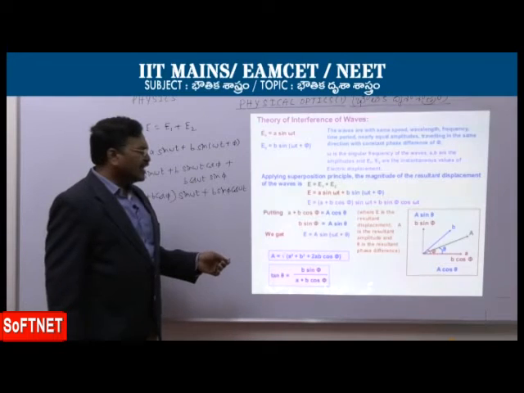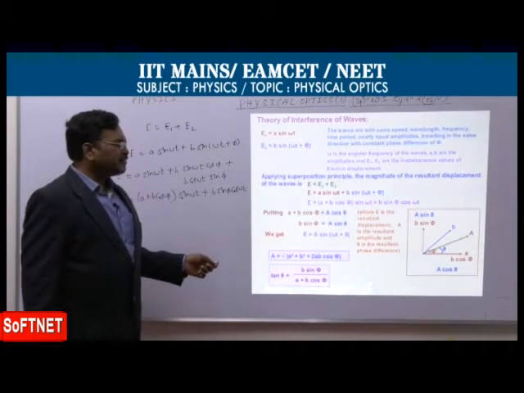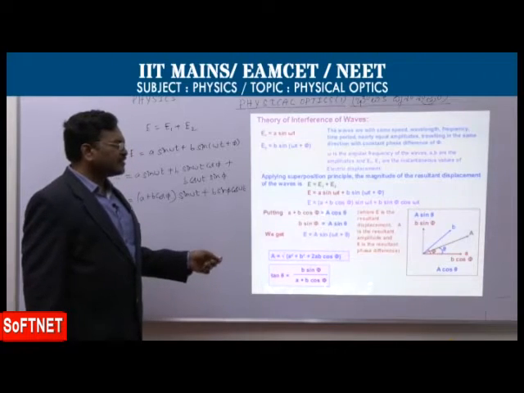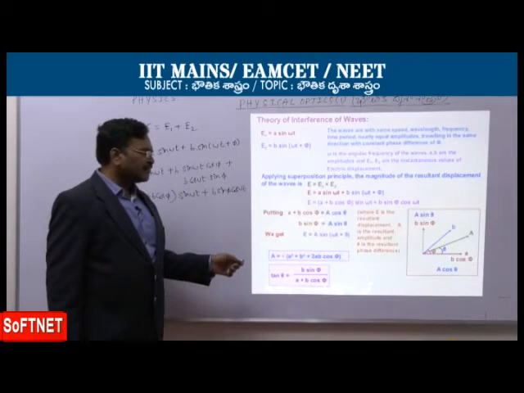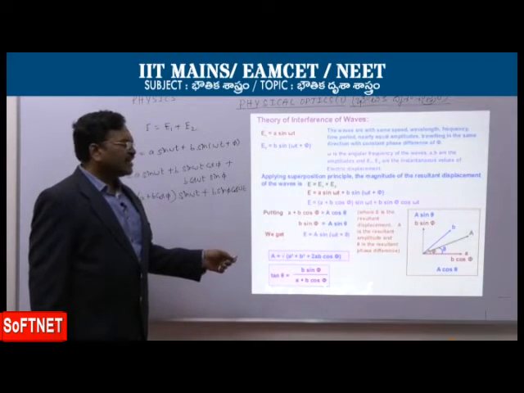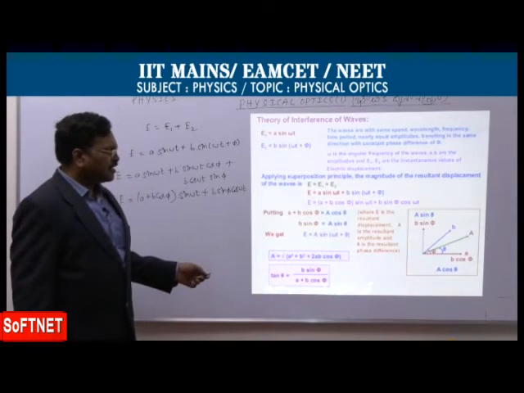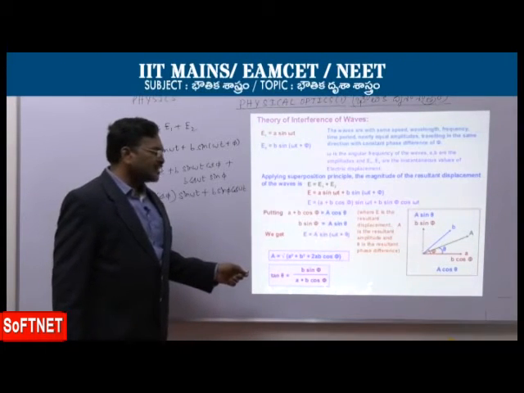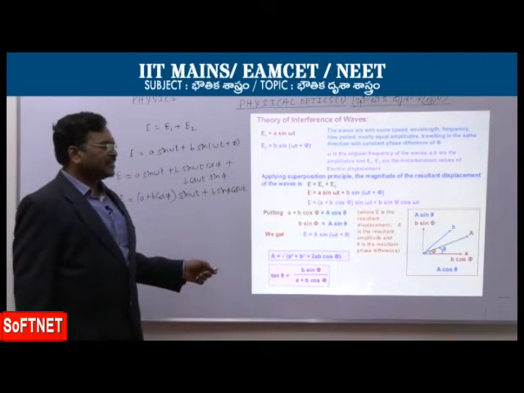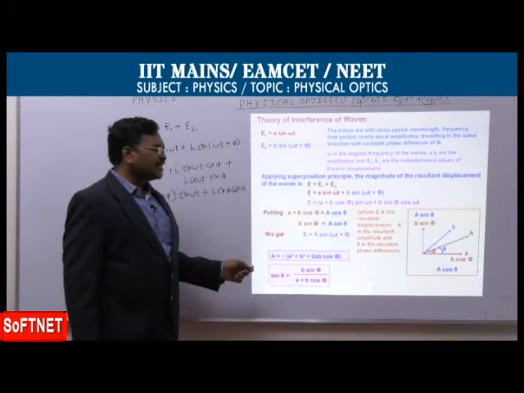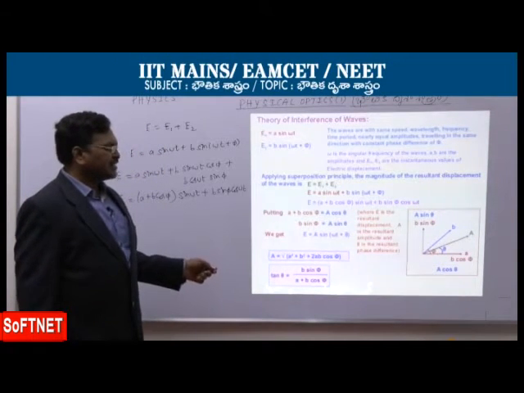Now putting A plus B cos pi equal to A cos theta, and B sin pi equal to A sin theta, and substituting these values, we get E equal to A sin omega t cos theta plus cos omega t sin theta. So E is equal to A sin (omega t plus theta). What is E here? E is the resultant displacement. A is the resultant amplitude, and theta is the resultant phase difference.